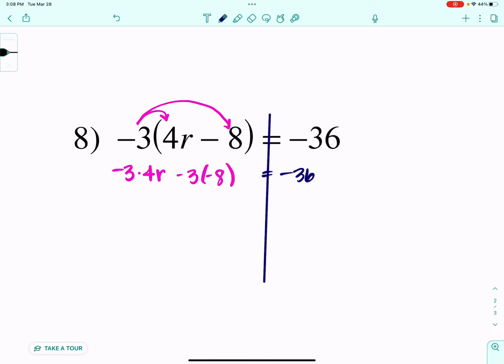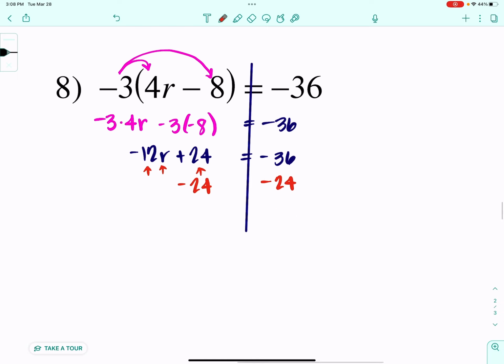If I simplify the left side, I get -12r plus 24. My -36 stays the same. Again, we've got you and your BFF and your BFF's friends. We're going to kick out the BFF's friends first. They added themselves to your party, so to make them go away, we subtract them. And we have to do it on both sides, so we maintain the inequality or the equality of our equation.